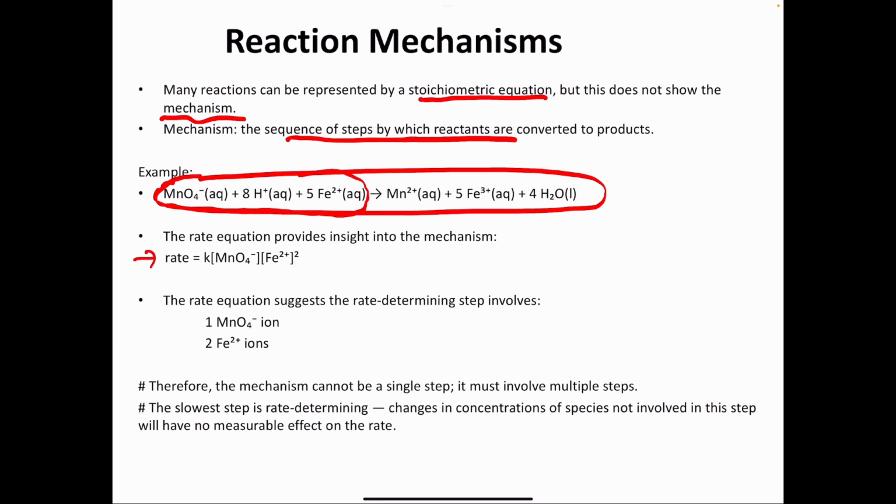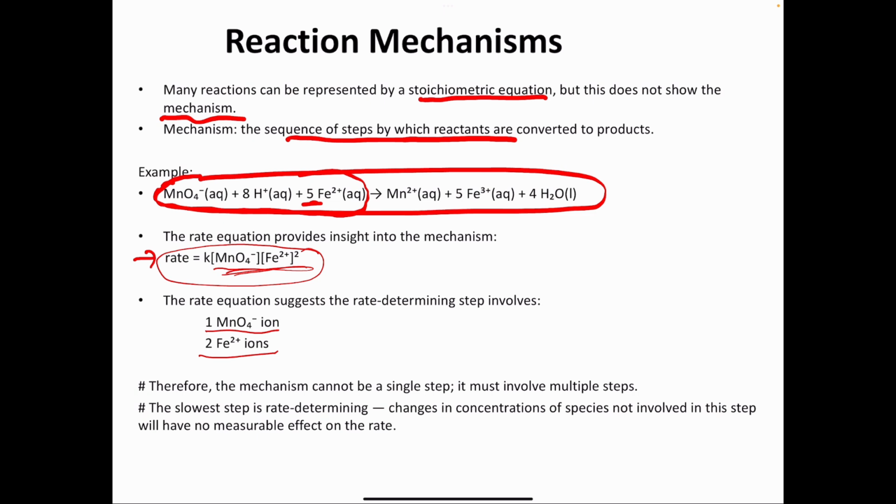If we look at the reaction, we have 5 Fe2+ ions and 1 manganate ion, so they are not representative. This suggests that it's not a single step mechanism. When we look at this, we can confirm that until the rate determining step, only 1 manganate ion and 2 iron-2 ions were able to react, and that's why they appear in the rate equation, yet other components do not appear. So this is not a single step mechanism.